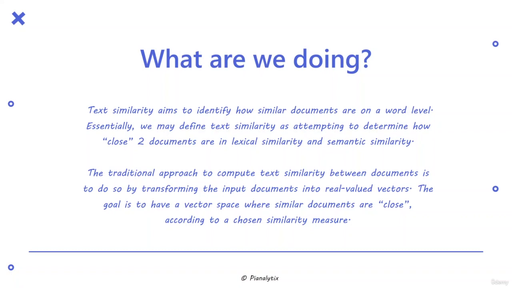Next, the traditional approach to compute text similarity between documents is to transform the input document into real valued vectors. The goal is to find a vector space where similar documents are close according to a chosen similarity measure. Again, this is something that is not really good at explaining itself, but what we are trying to do is convert our text into numerical values which later on can be used to find similarity between two texts, right?